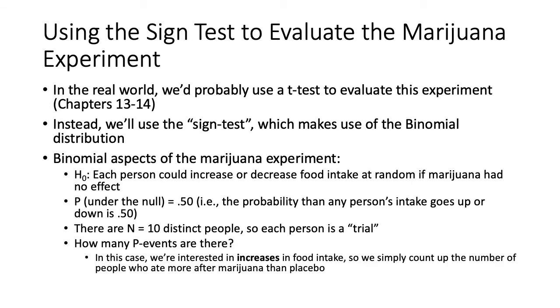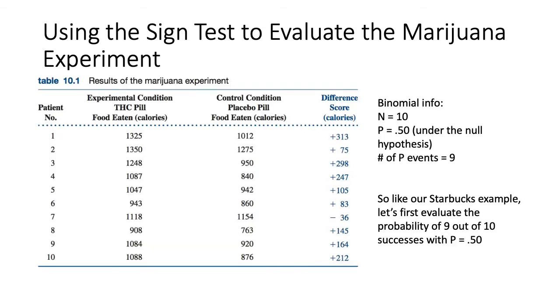We're going to call the P events, or X, the pluses. In this case, we're interested in increases in food intake, a positive difference score representing that they ate more after THC than placebo. If we take a look at our data again, we see that 9 of the 10 people go up. So we have 9 P events, X equals 9.